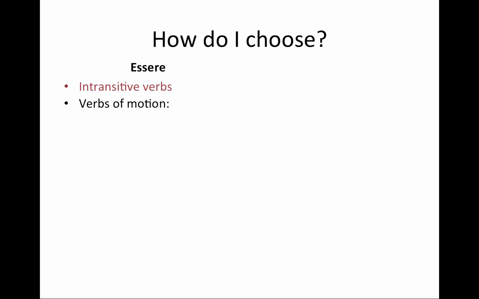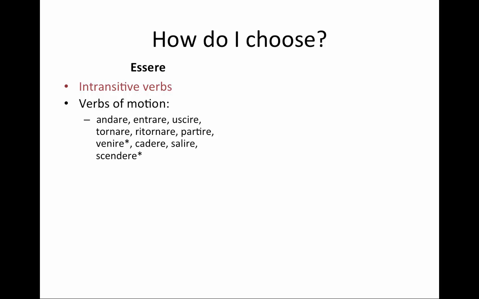Many verbs of motion will use essere. For example, verbs like andare, entrare, uscire, tornare, ritornare, same thing, partire, venire, cadere, salire, o scendere. Those all use essere always.